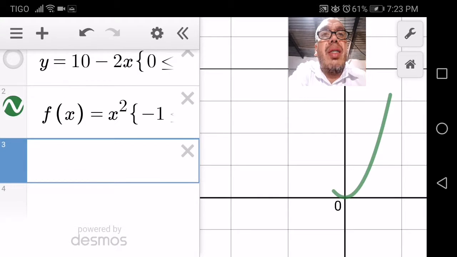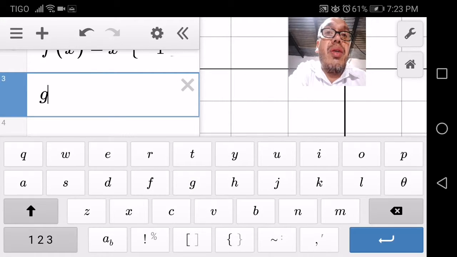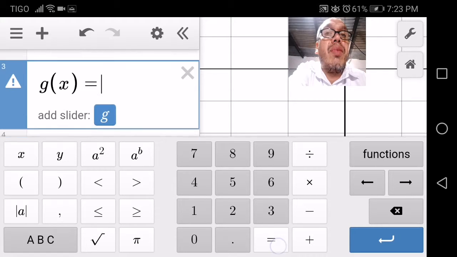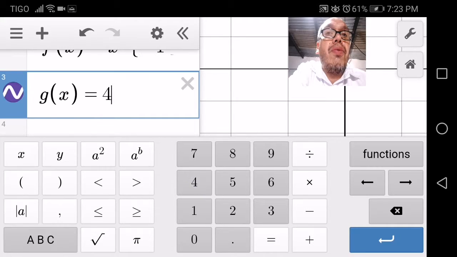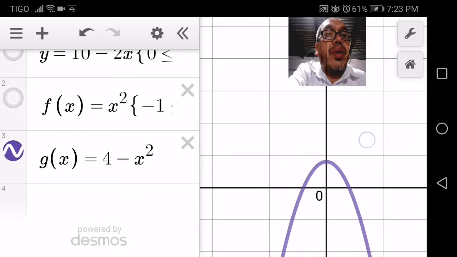Let's make this one go away and let's draw now. We have to use another letter. g of x equals 4 minus x squared. And this is what you get.